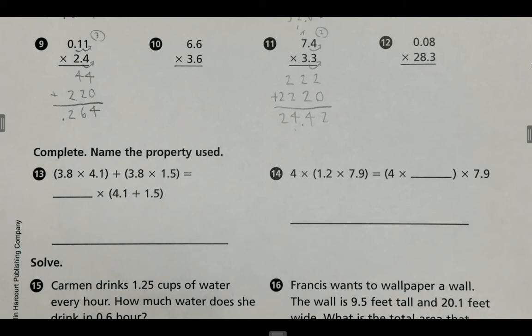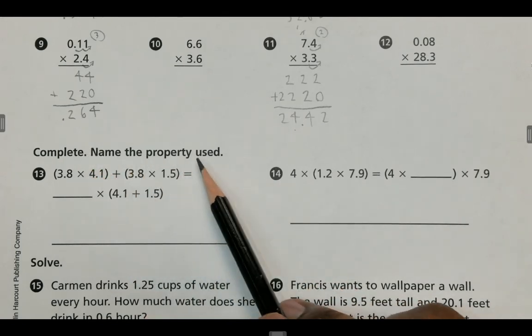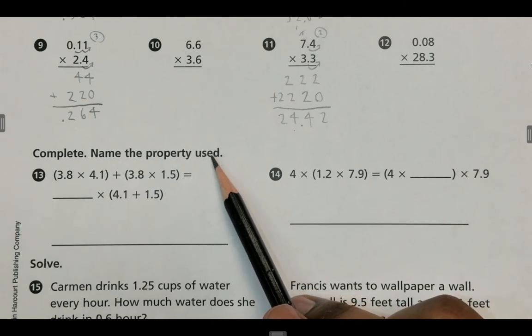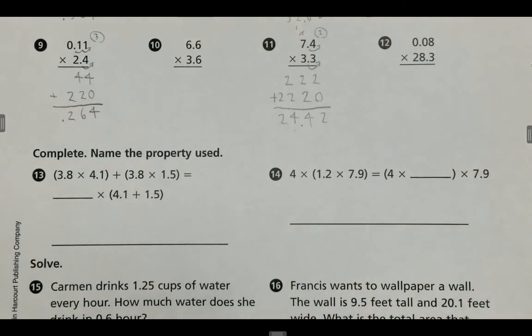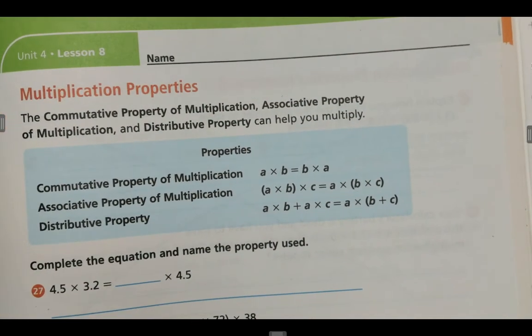Okay, for these next 2 problems, we'll do both of them. And this is a review, a blast from the past, if you will. It says complete and then name the property used. Okay, so this might work and it might not work, but I'm going to bring in a page from your yellow workbook that will come in handy here.